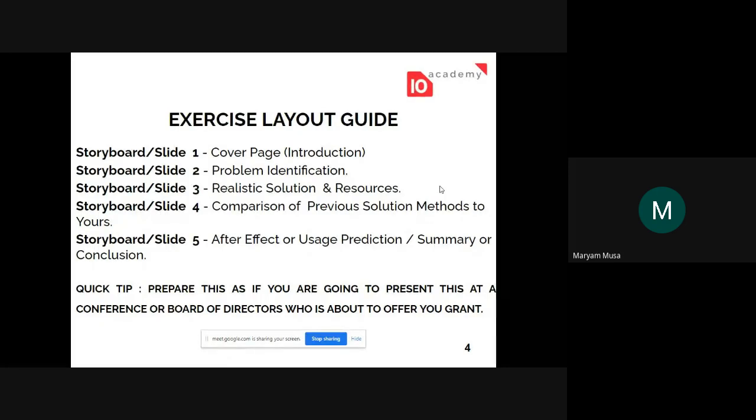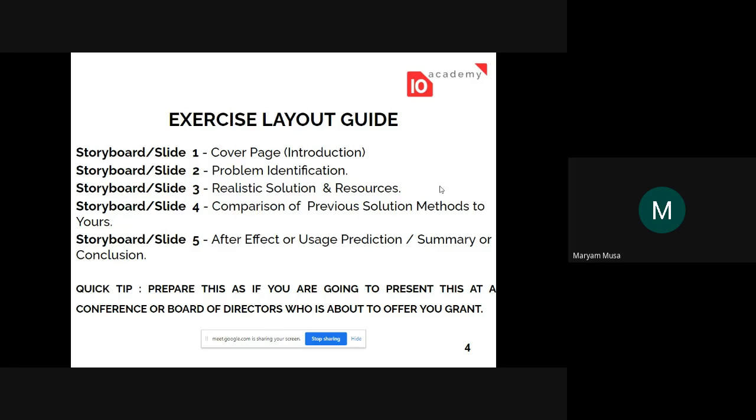The third slide will be your realistic solution, and then the resources that would be used to put this solution into place. The fourth slide could include the comparison of your previous solution methods to yours. So what have they been using before to manage this problem? And the solution you are suggesting now, what makes it different? Is yours way better than that? Would yours yield a better outcome? Would yours be better in the long run? So we want you to compare the previous solution methods to the one you are putting in this presentation for us.